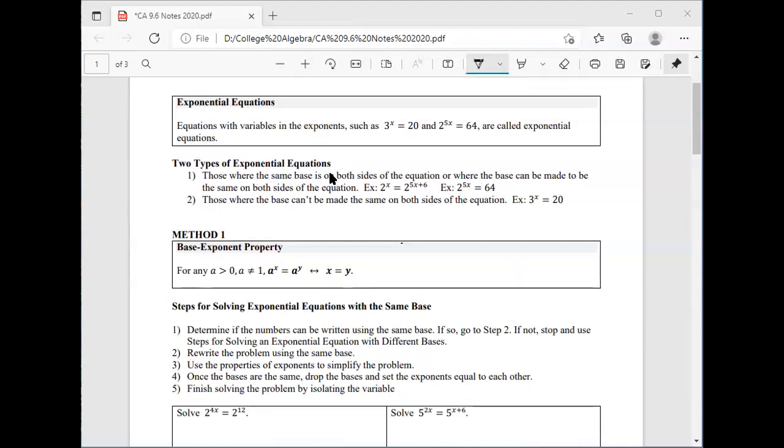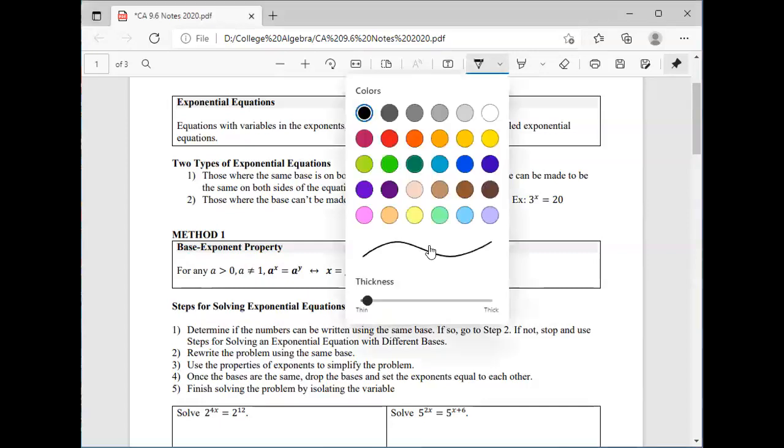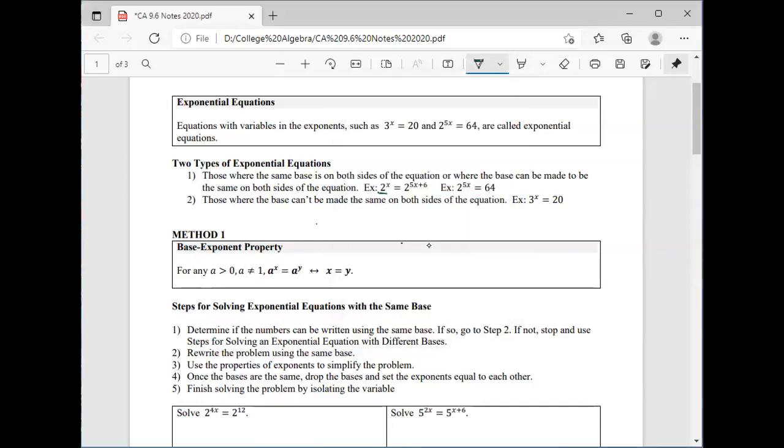Those where the same base is on both sides of the equation, or where the base can be made the same on both sides of the equation, are going to be one type of exponential equation that we are going to solve. If you look at this one, you can see that this base is a 2 and this base is also a 2. This base is a 2. This is not obviously a 2, but I can make that be a 2 because 64 is 2 raised to what power? You might have to think about that.